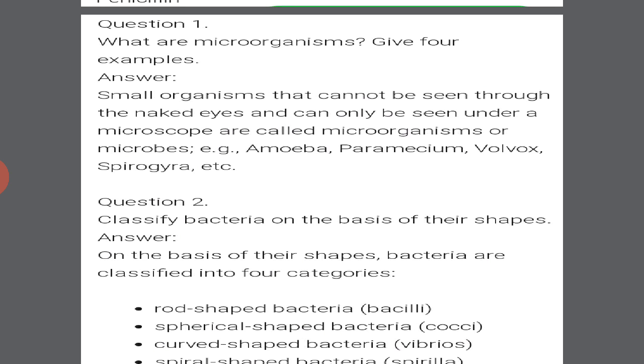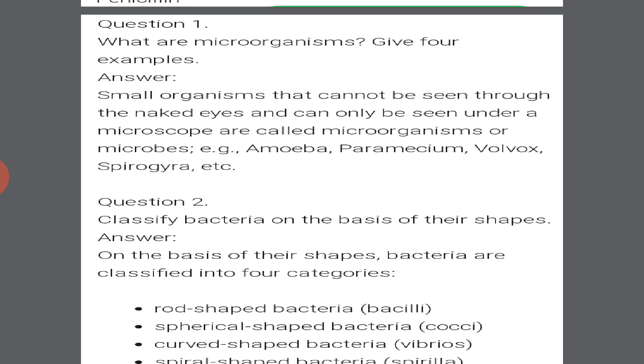What are microorganisms? Give four examples. Small organisms that cannot be seen through naked eyes and can be seen under a microscope are called microorganisms or microbes. Examples: Amoeba, Paramecium, Volvox, Spirogyra, etc.